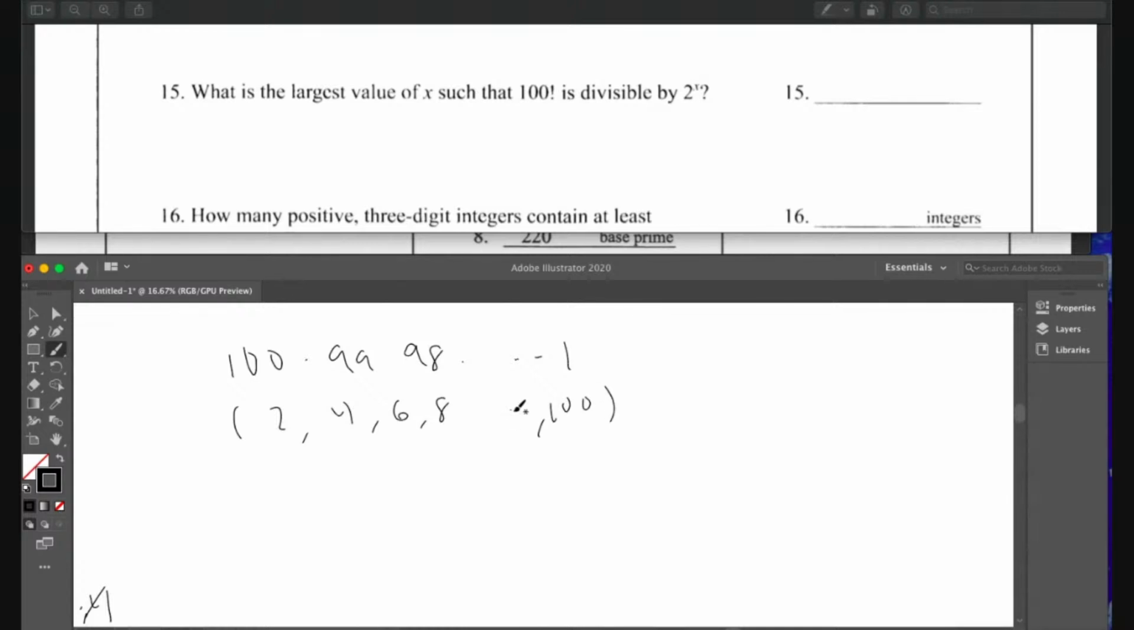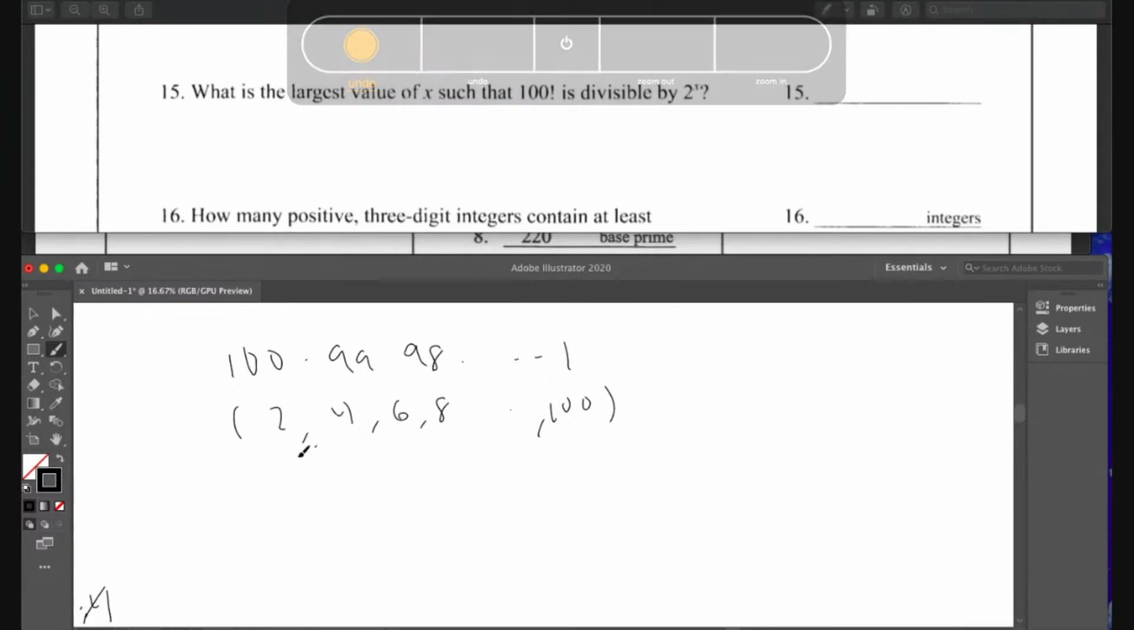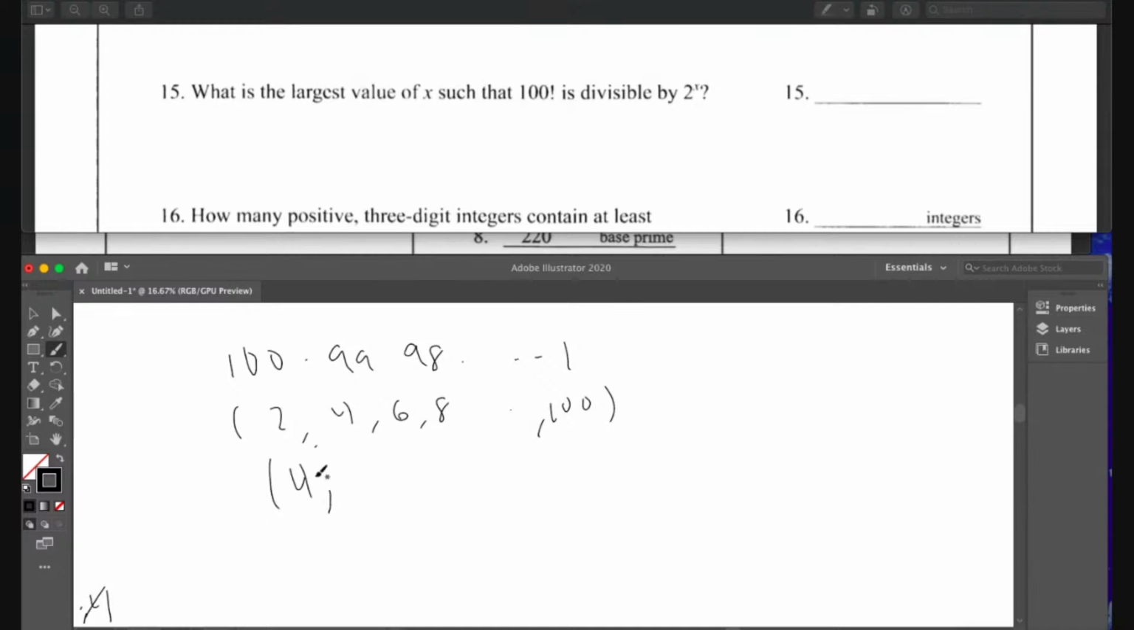But that's not just the end of it, right? Because if you think of any higher power of 2, something like 4, this doesn't just contribute one factor of 2, it contributes two factors of 2. So we can't only count this once. We would have to count any multiples of 4 twice. So what if we counted all the multiples of 4 again: 4, 8, 12, 16, all the way to 100.